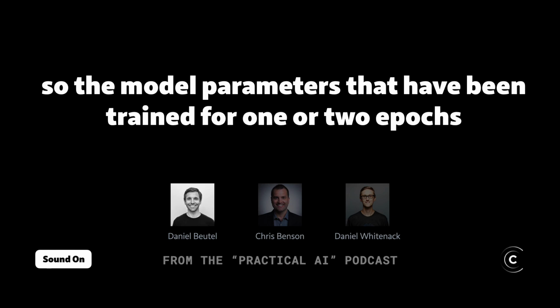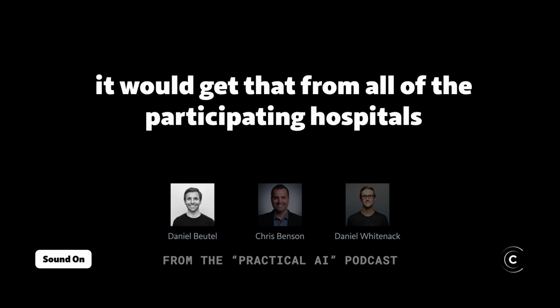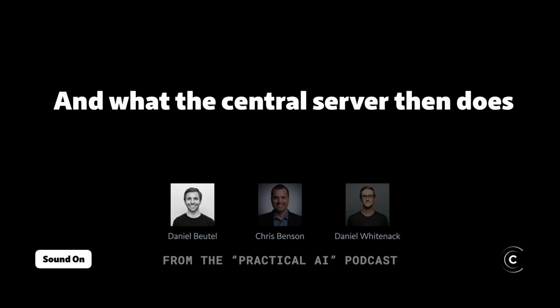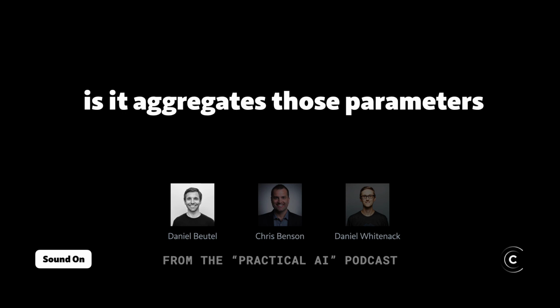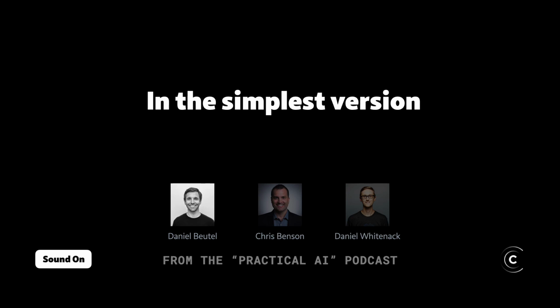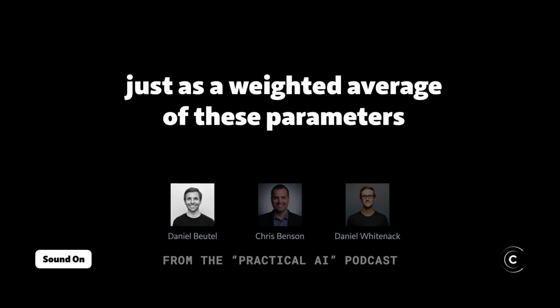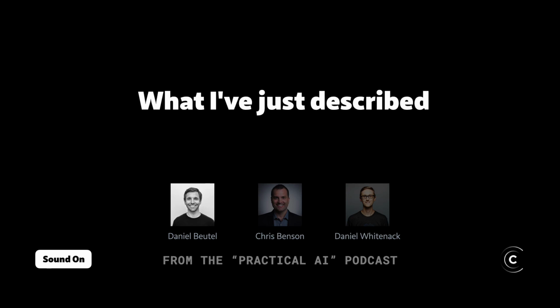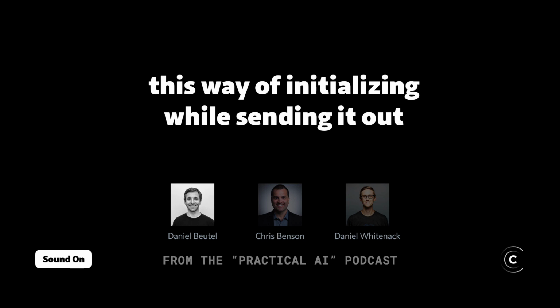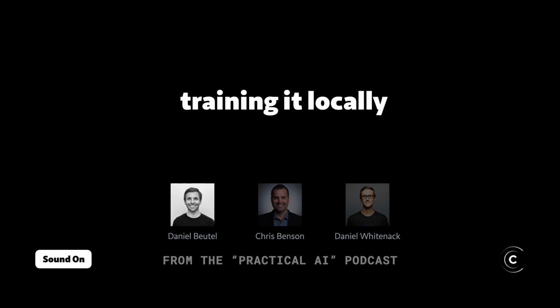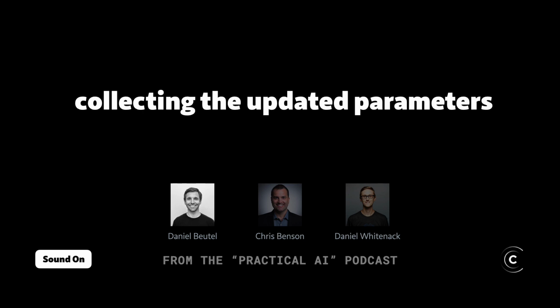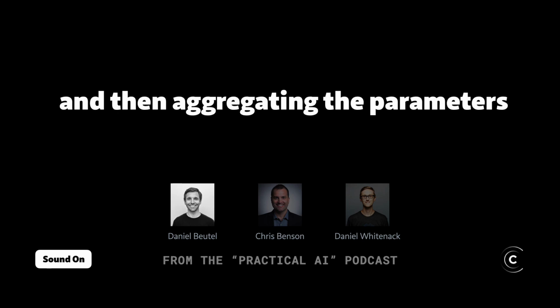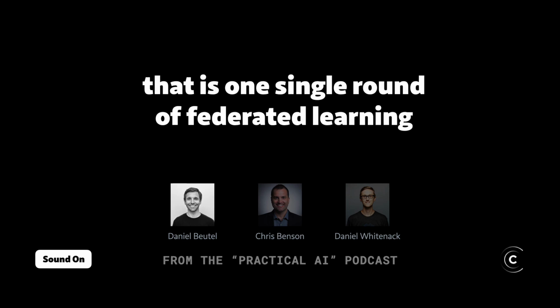So the model parameters that have been trained for 1 or 2 epochs, it would get that from all of the participating hospitals. And what the central server then does is it aggregates those parameters. In the simplest version, it just does a weighted average over these parameters. What I just described is a way of initializing the model, sending it out, training it locally, collecting the updated parameters, and then aggregating the parameters. That is one single round of federated learning.